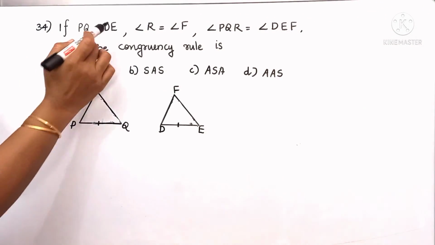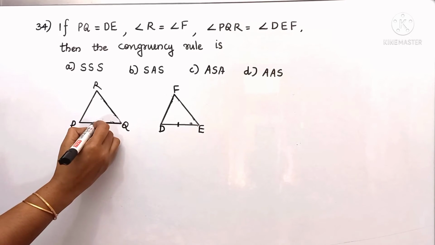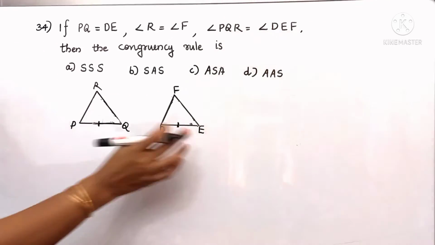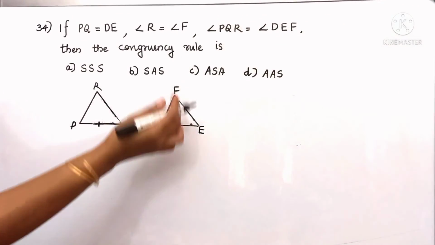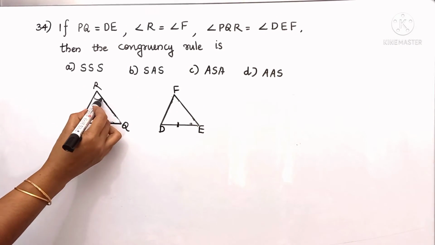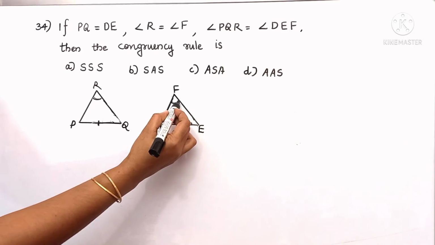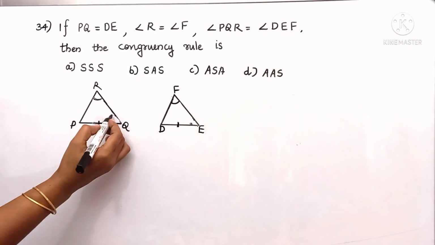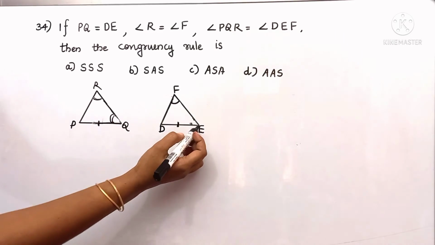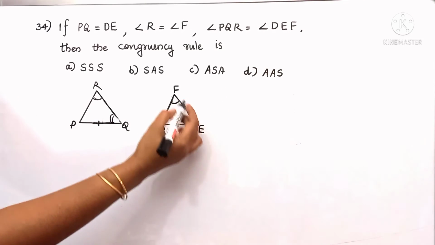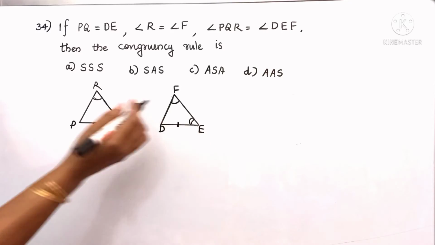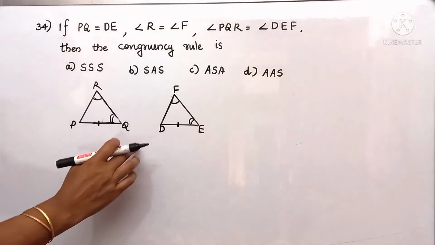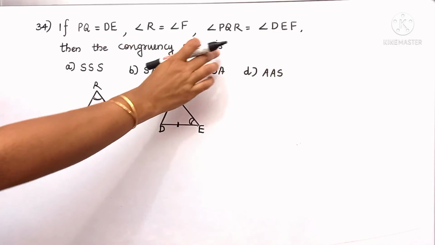And see, PQ is equal to DE. We can check which sides and angles are equal. PQ and DE are equal. Then angle R is equal to angle F. This angle R is equal to this angle F. Then angle PQR, this is the angle, is equal to angle DEF. Here angle Q and angle E are equal. From this we have to determine which congruency rule it is.